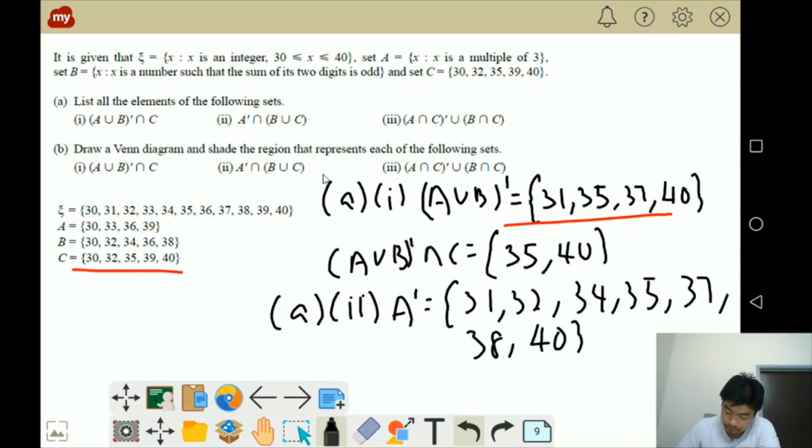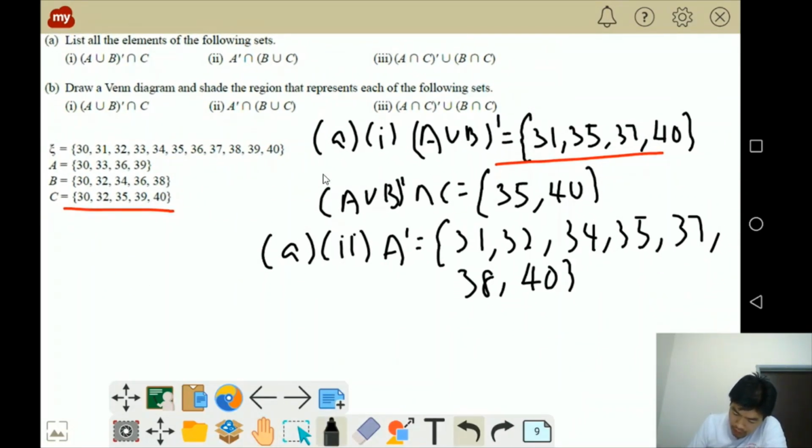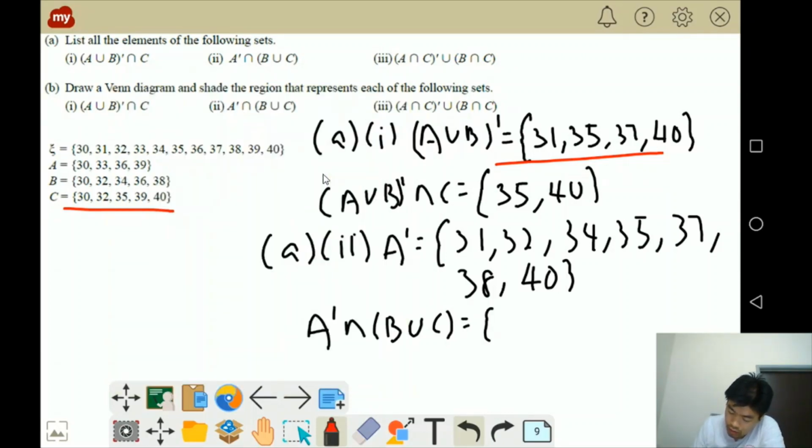Therefore, A prime intersect with B union C. B union C is, okay, so what you are supposed to be looking at? Look at all the A prime here, and look at B and C. What are the common elements? That is your answer because it is intersecting, right? That is your answer.